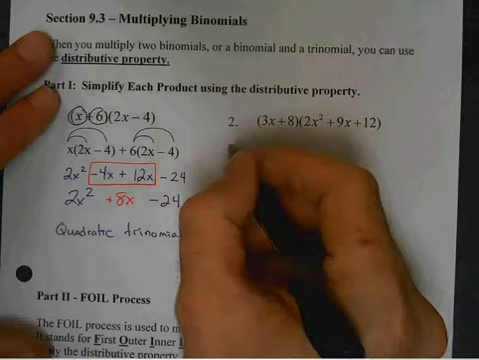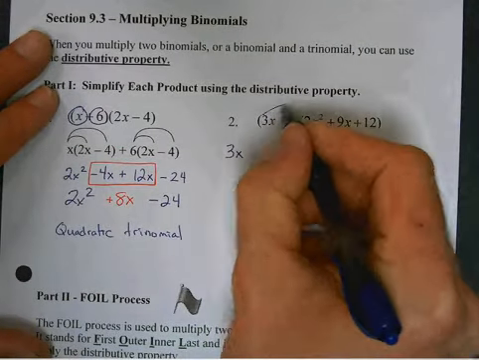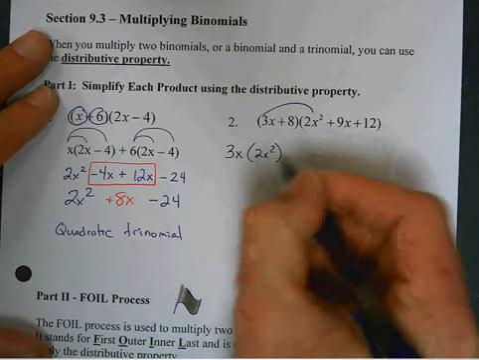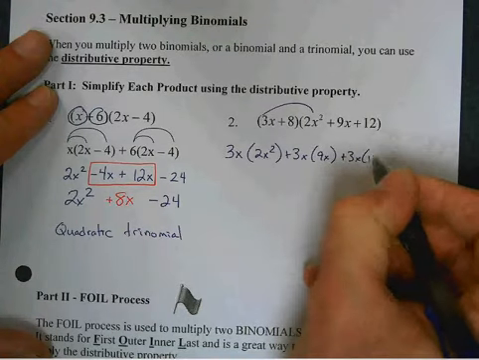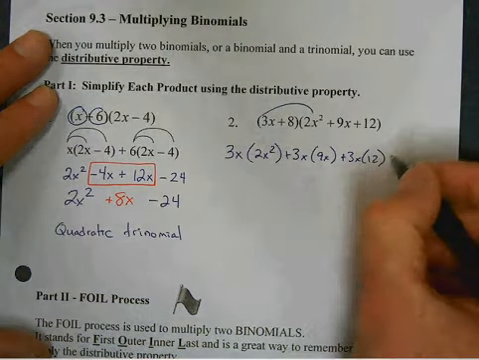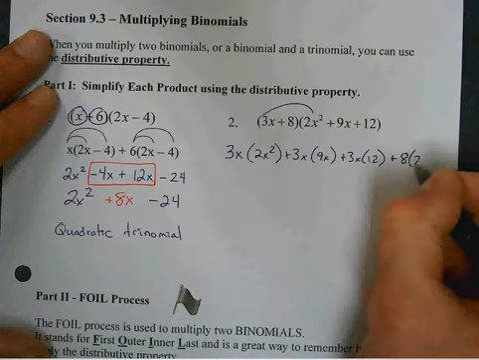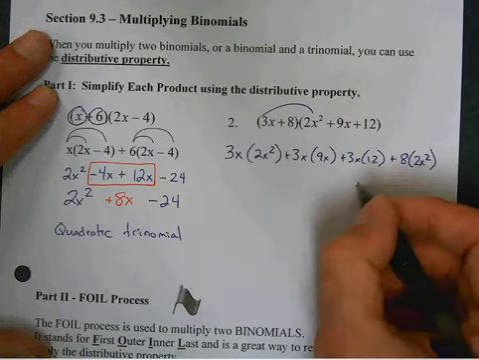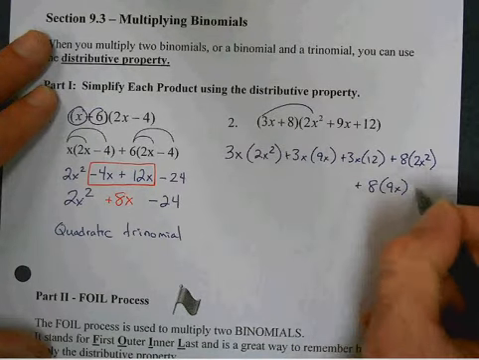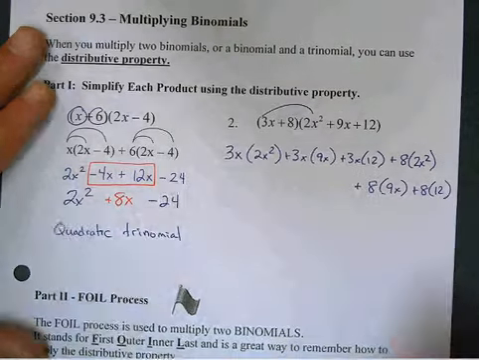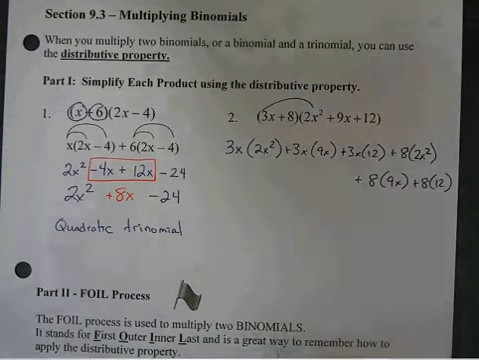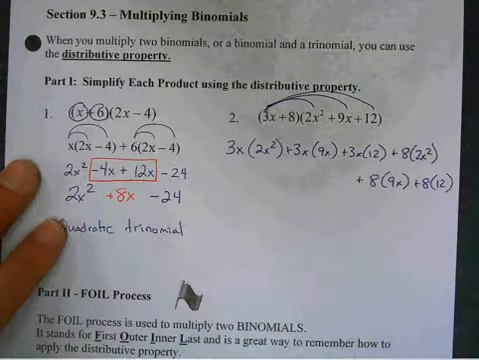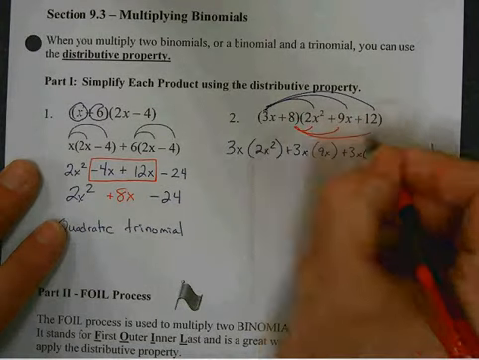So I'm going to write the 3x first times 2x squared plus 3x times 9x plus 3x times 12. Uh-oh, I'm not planning ahead here. Plus 8 times 2x squared plus 8 times 9x plus 8 times 12. It's a long problem. Because you've got all these different multiplications you've got to do, first you multiply the 3x times all 3, then you multiply the 8 by all 3.